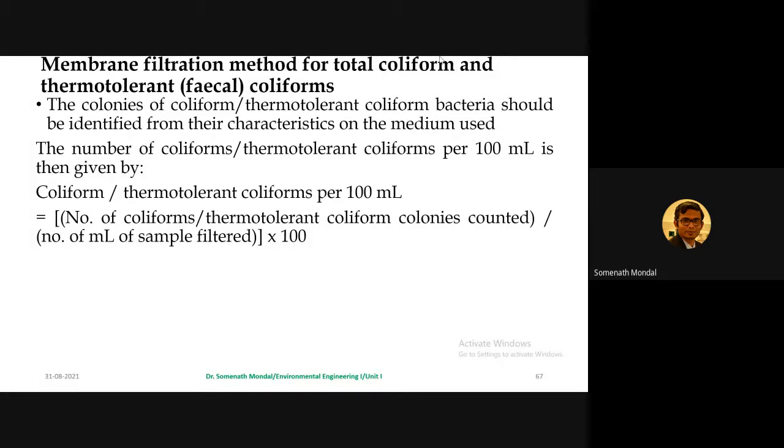So the colonies of coliform or thermotolerant coliform bacteria should be identified from the characteristics of the medium used. So the number of coliforms or thermotolerant coliforms per 100 ml is given by: coliforms or thermotolerant coliforms per 100 ml equals, within brackets, number of coliform or thermotolerant coliform colonies counted, whole divided by number of ml of sample filtered, into 100. So that is the way we would be able to determine the distinct number of fecal coliform present in a particular water sample. Fine.